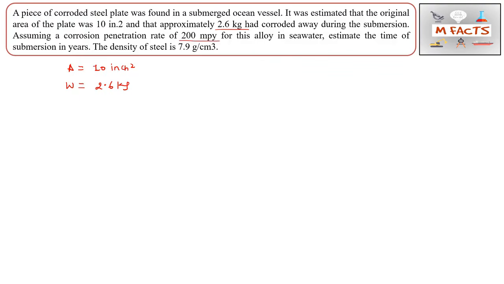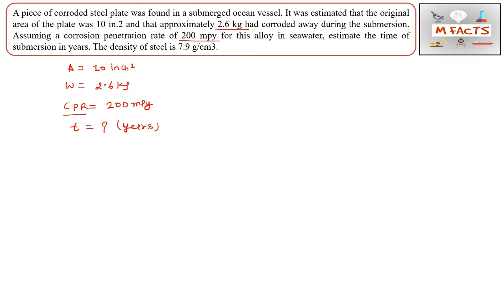Okay, so they have given the CPR, that is corrosion penetration rate. CPR is 200 mils per year. Okay, so this is the unit which decides what we should take as a constant value. For this alloy in seawater, estimate the time of submersion in years. So we need to calculate this time, and this must be in years.